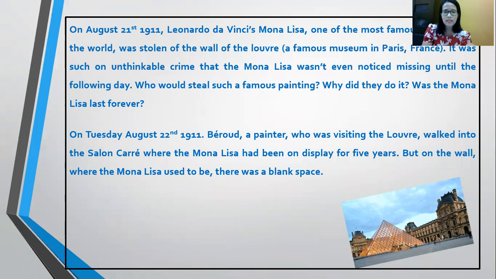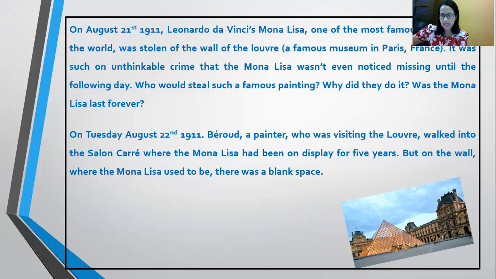So this is the fact file of the Mona Lisa. On August 21st, 1911, Leonardo da Vinci's Mona Lisa, one of the most famous paintings in the world, was stolen off the wall of the famous Le Louvre museum in Paris, France. It was such an unthinkable crime that the Mona Lisa wasn't even noticed missing until the following day. Who would steal such a famous painting? Why did they do it? Was the Mona Lisa lost forever? On Tuesday, August 22nd, 1911, Berrude, a painter who was visiting the Louvre, walked into the Salon Carré where the Mona Lisa had been on display for 5 years. But on the wall where the Mona Lisa used to be, there was a blank space.